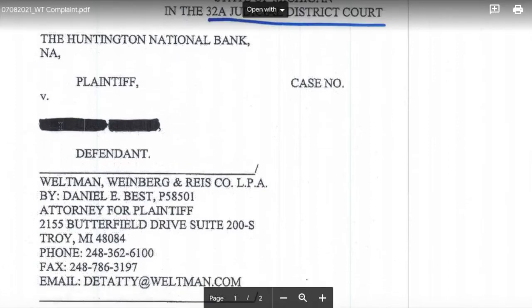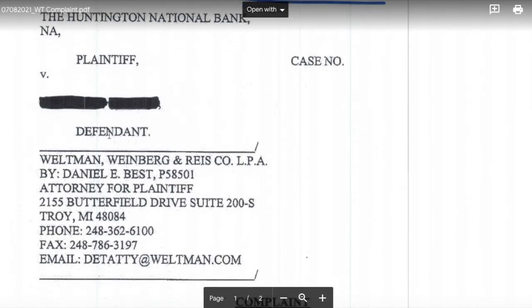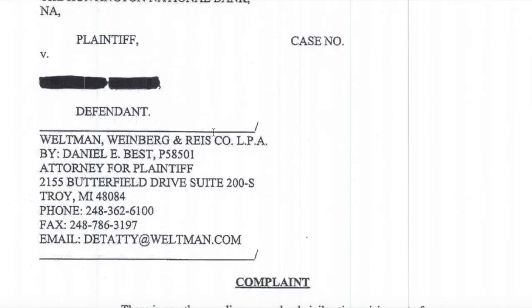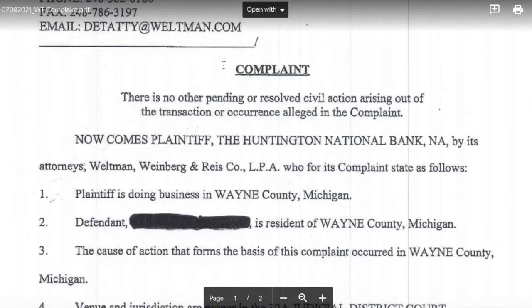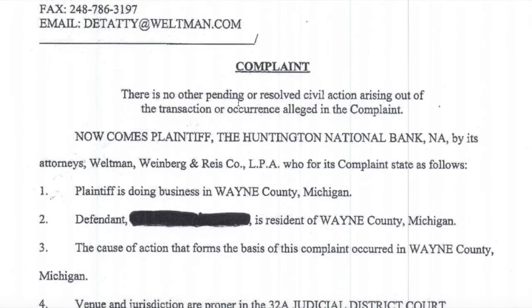And then you'll have maybe your name here, or if you're reading a friend's complaint, in this blacked out box area, your name will be here as the defendant. You'll also have the attorney information if the plaintiff is being represented by an attorney, how to contact them. In this case, it's Daniel Best, attorney for plaintiff. Here's his contact information. So you're getting into more of the meat and potatoes here.